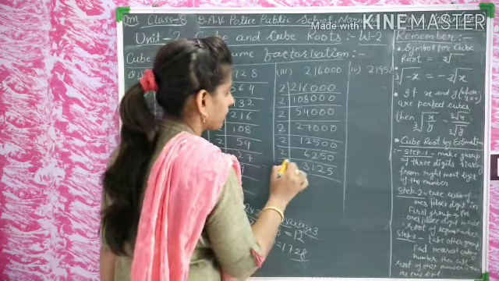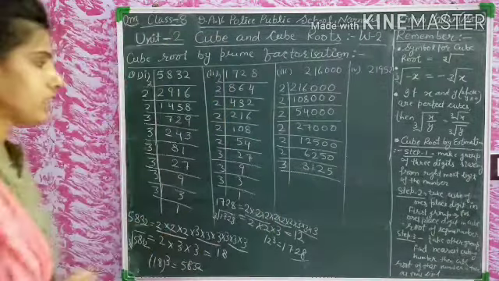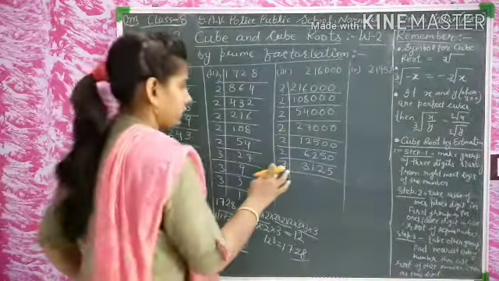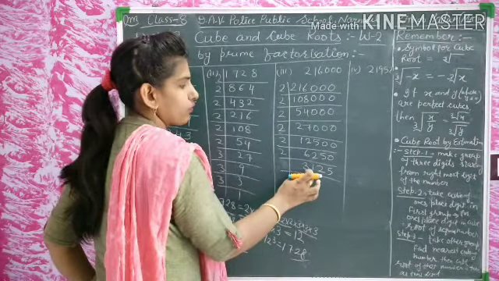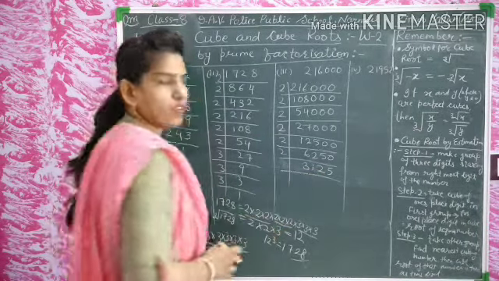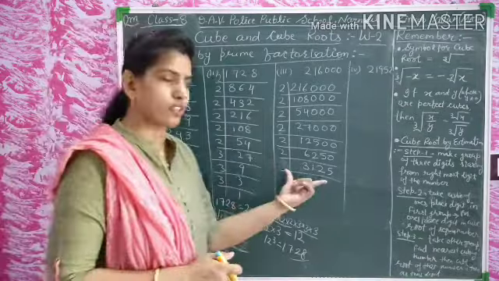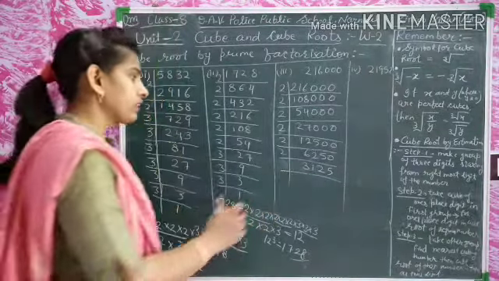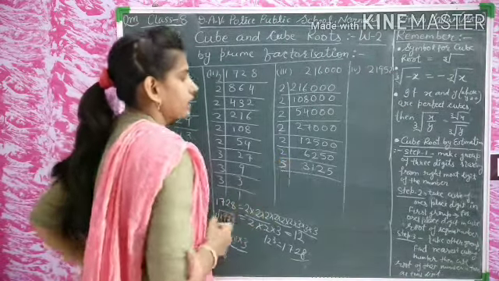So we will divide it by 3. No, it doesn't divide by 3. 3 plus 1 is 4, 4 plus 2 is 6, 6 plus 5 is 11. And their sum is not divisible by 3. So it is not divided by 3. So now we will divide it by 5.